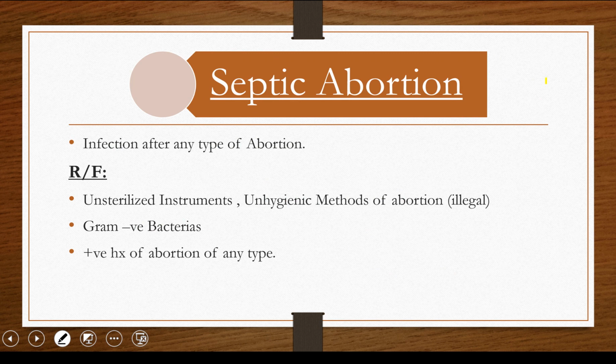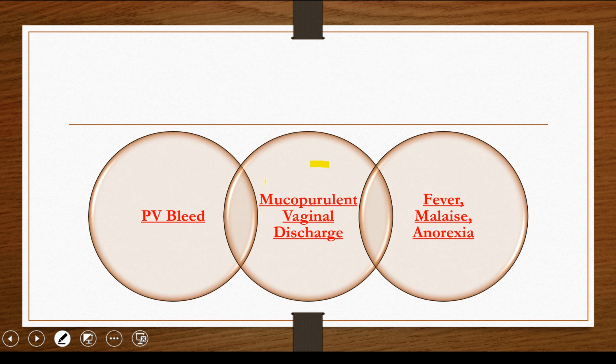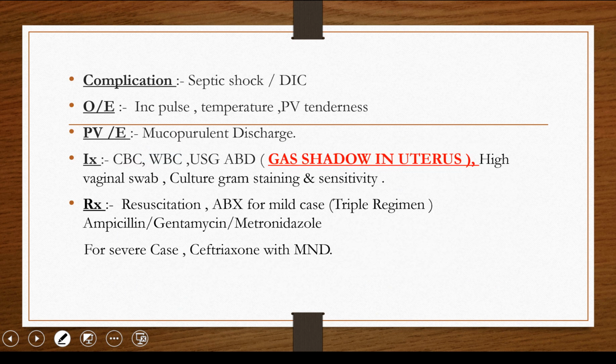Septic abortion. Infection after any type of abortion is called septic abortion. Risk factors may include unsterilized instruments, unhygienic methods of abortion, and gram-negative bacteria such as Pseudomonas and Klebsiella. This is an important differentiating point here. She will complain of mucopurulent vaginal discharge on per vaginal examination, along with fever, malaise, anorexia, and mild per vaginal bleed. Complications: it can lead to septic shock and DIC.